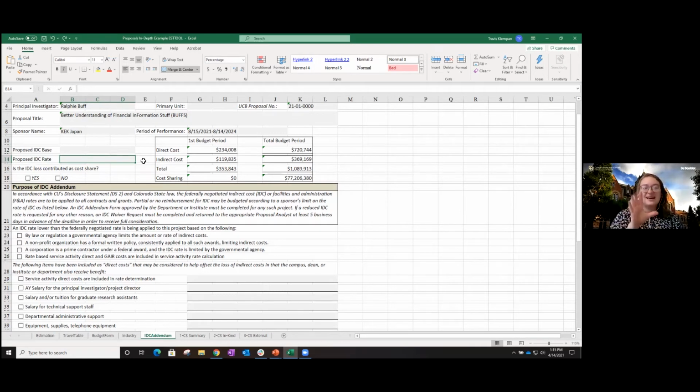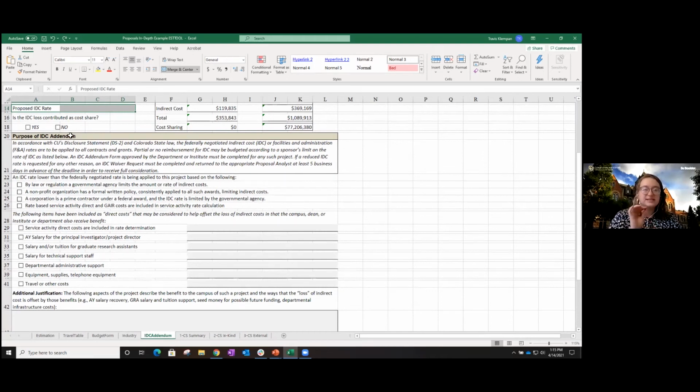Once we have that nailed down, we put that information here so that when our chair or institute director is signing off, they're very clear on what we're agreeing to. Below that, we have this question that is new: is the IDC loss contributing to cost share? The default answer here is no. Most of our projects do not have cost share. If you work in a department that does have a lot of cost share, this is one that you will want to pay close attention to.